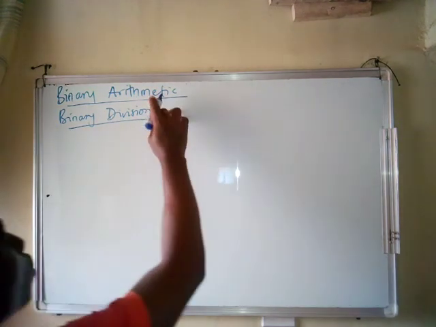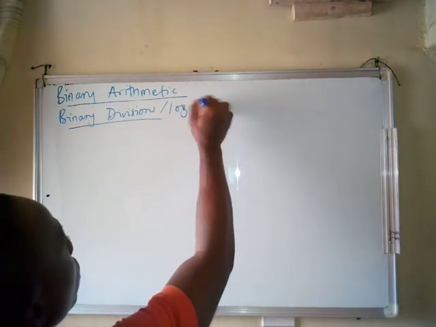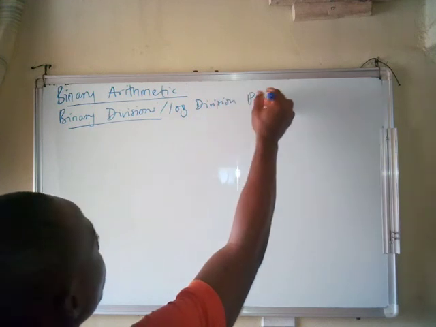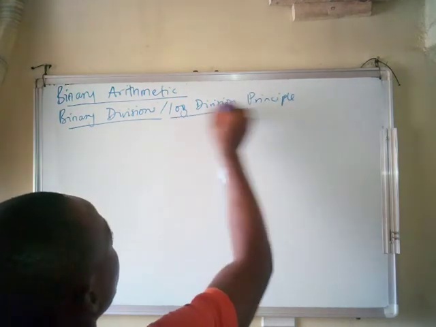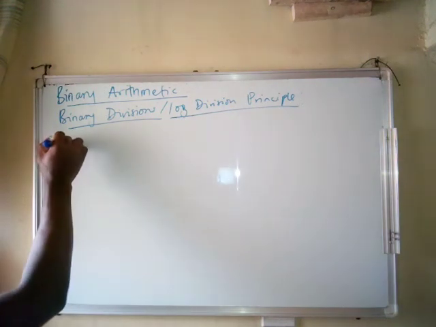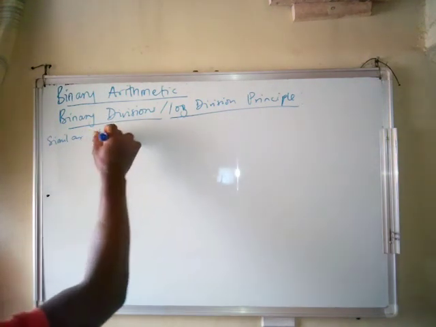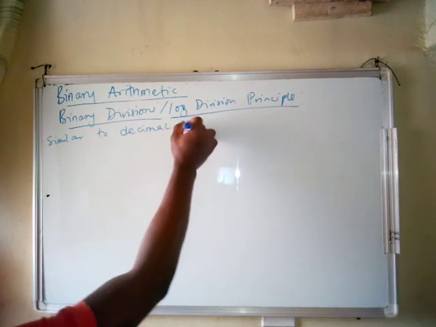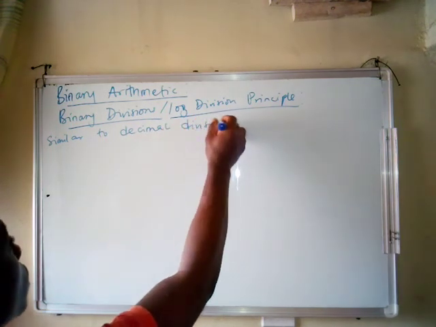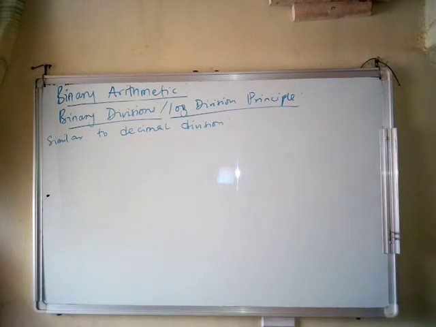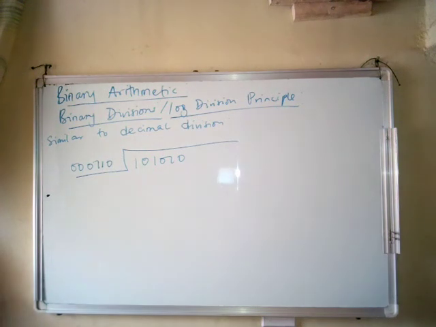So it is also called your long division principle, right? So it's similar to decimal division, but this really does not take any table. So if you know your decimal division, you could easily do this. Okay, so let's see what we have.